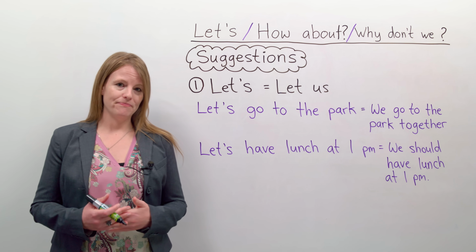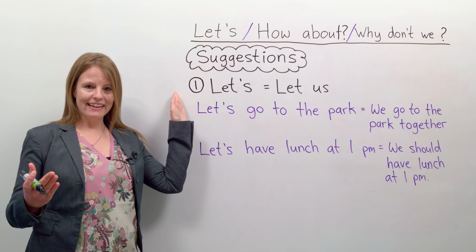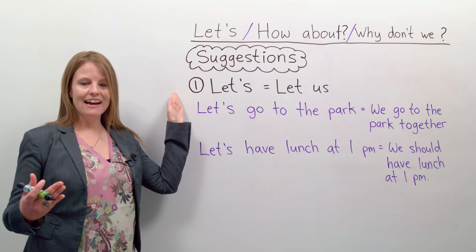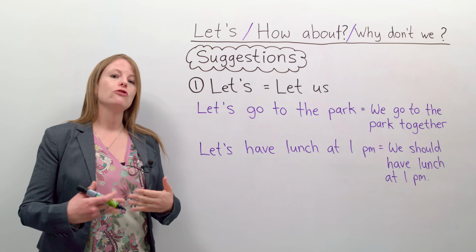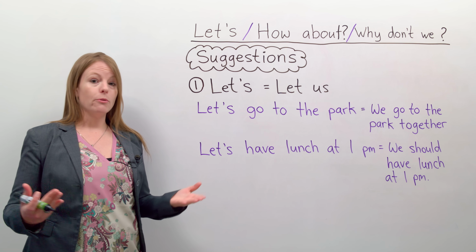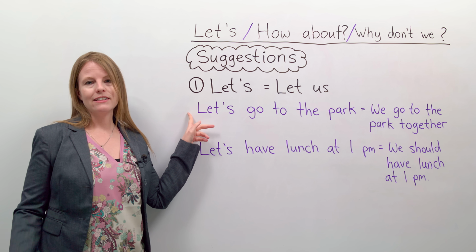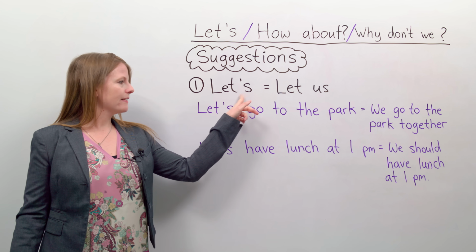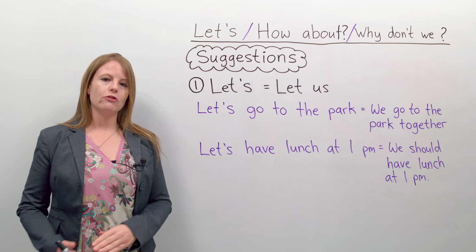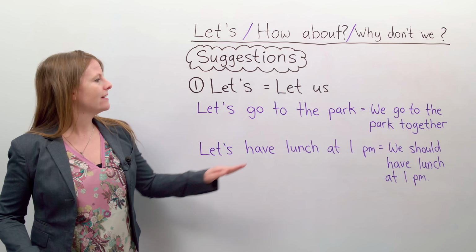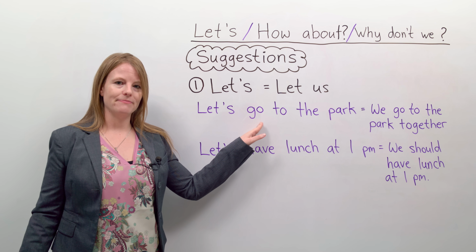So let's get started. The first one we're going to look at is let's. We use let's when we are making a suggestion. We are presenting a plan or idea to another person. So my first example is, let's go to the park. What does this mean? Well, let's means let us. So it means we. Let us go to the park. Let's go to the park. And it just means my suggestion is we go to the park together.